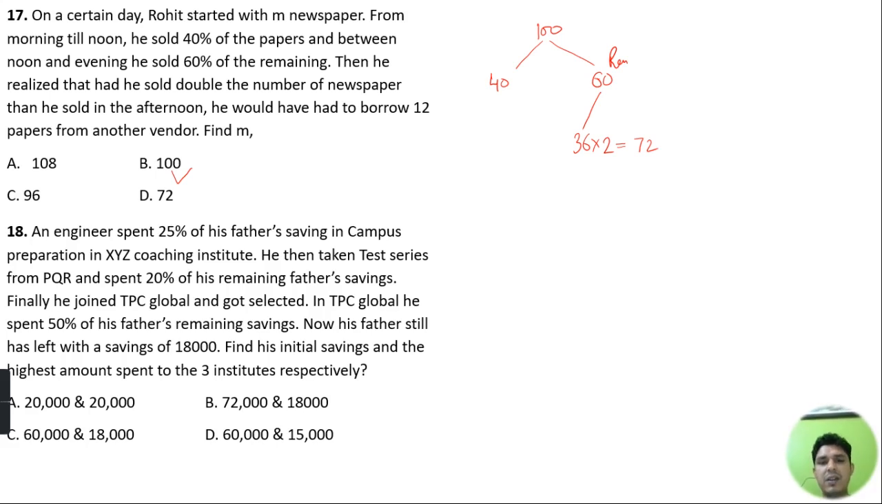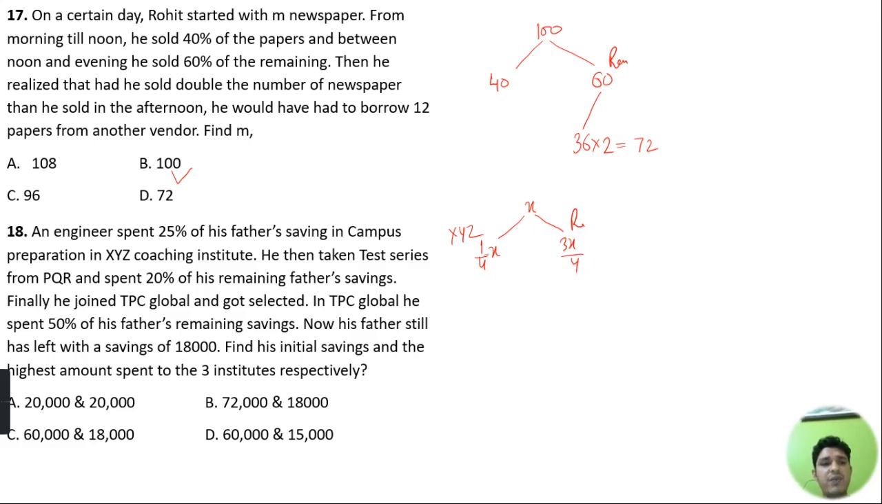So students, simply assume that the total income of the father was X. He is saying that an engineer spent 25% of the father's income on preparation at XYZ institute, right? 25% is 1 by 4. That means 1 by 4 of X at XYZ. And what is the remaining? The remaining is X minus 1 by 4, that is 3X divided by 4.